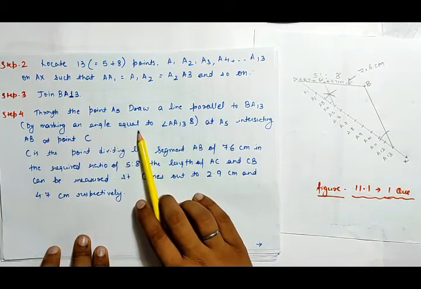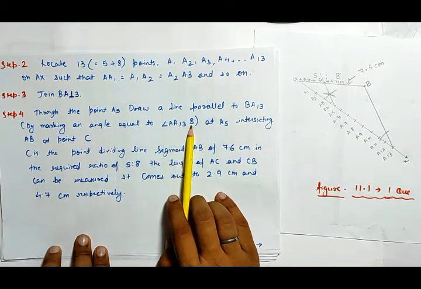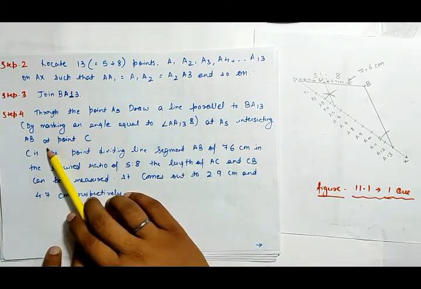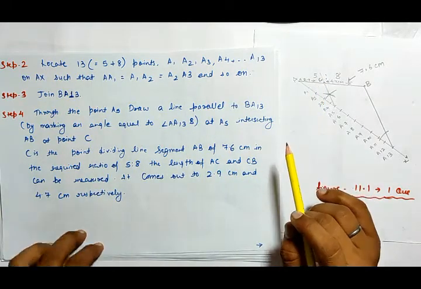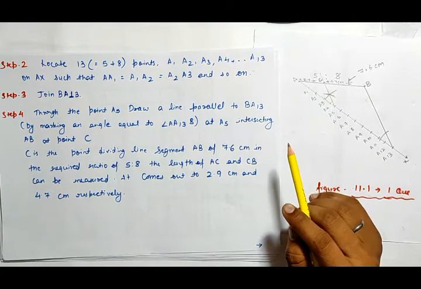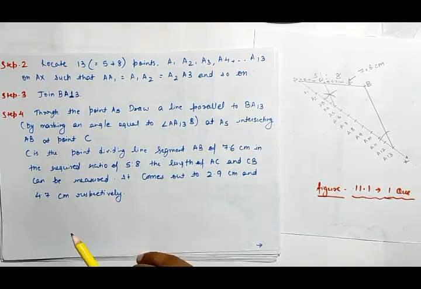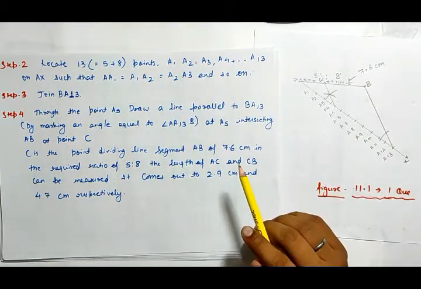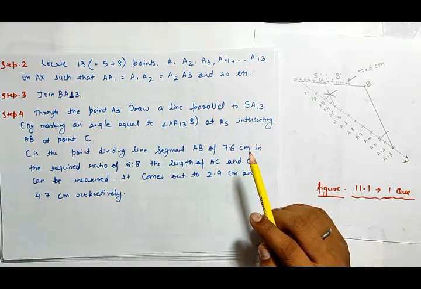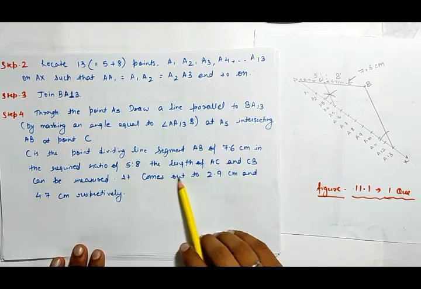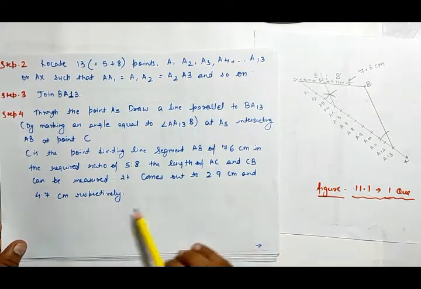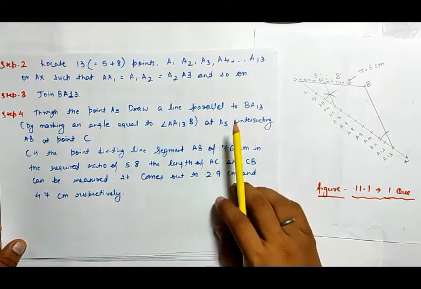After that, we make an angle equal to angle AA13B at A5, intersecting AB at point C. So we have to mark the point which is intersecting at point C. Now C is the point dividing line segment AB of 7.6 centimeter in the required ratio of 5:8. The lengths of AC and CB can be measured. It comes out to 2.9 centimeter and 4.7 centimeter respectively.